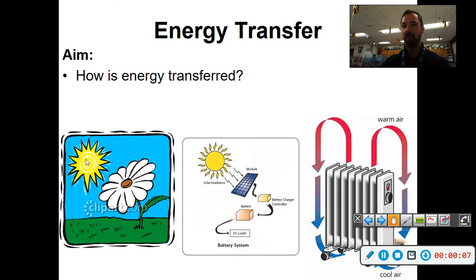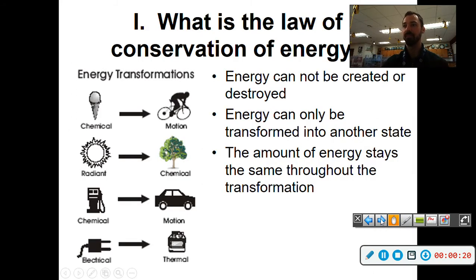So we'll talk about how sunlight gets to the earth. We'll talk about how air circulates throughout a room. All right, these are all methods of energy transfer that happen in our regular lives. All right, so let's talk directly about what happens.